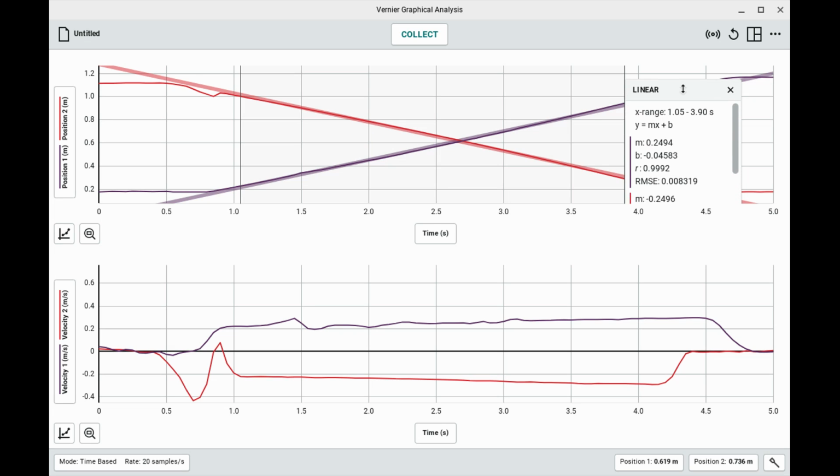And you can scroll up on it and see that, look at this. The black graph says the car was going at a slope, so that's the M value, of 0.2494, and then the units would be meters per second. So that is the velocity, okay? The other motion sensor in red says it was going negative 0.2496. So they're about the same. They're really, really, really close.